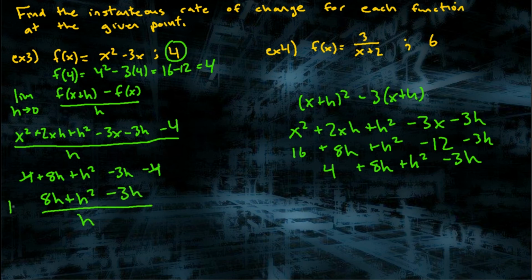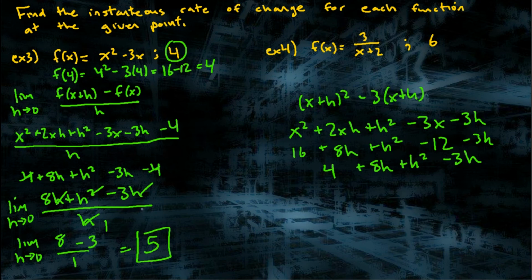Now I'll put my limit back. I am taking the limit as h approaches 0. Now notice I could factor out an h and cancel. So I'm just going to cancel a bunch of h's, and I'm going to take the limit as h approaches 0 of 8 minus 3, and this would be over 1. So over 1, which is going to equal 5. So our instantaneous rate of change is 5.